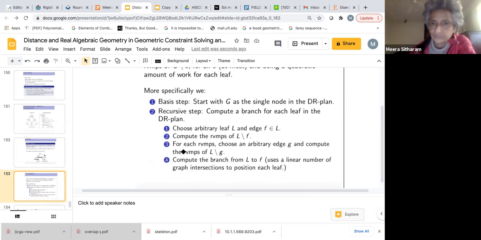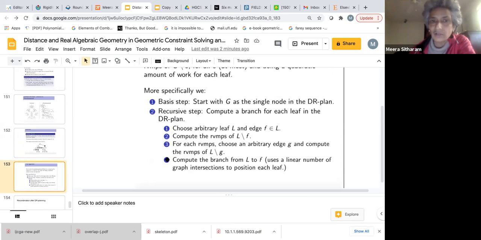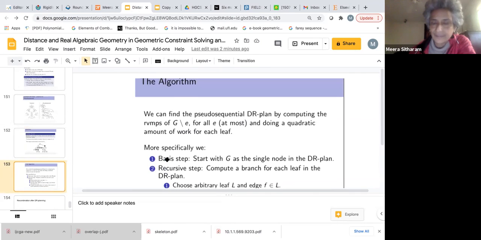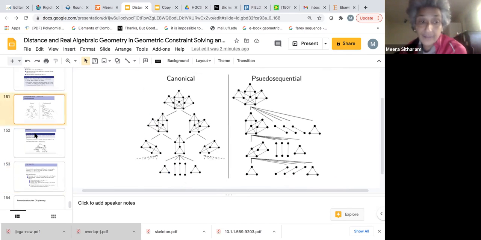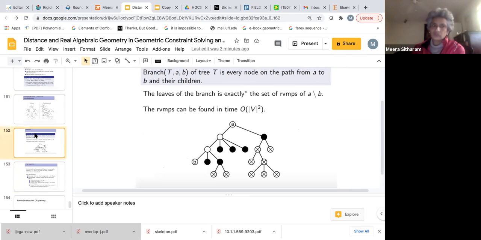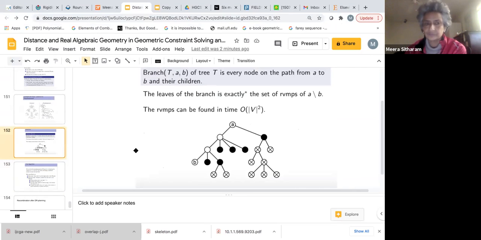So, and that's that. That's the overall analysis of the algorithm to find the pseudo-sequential DR plan. There's another proof that I'm skipping here, which is to show that the pseudo-sequential DR plan has the same maximum planning as the canonical one.